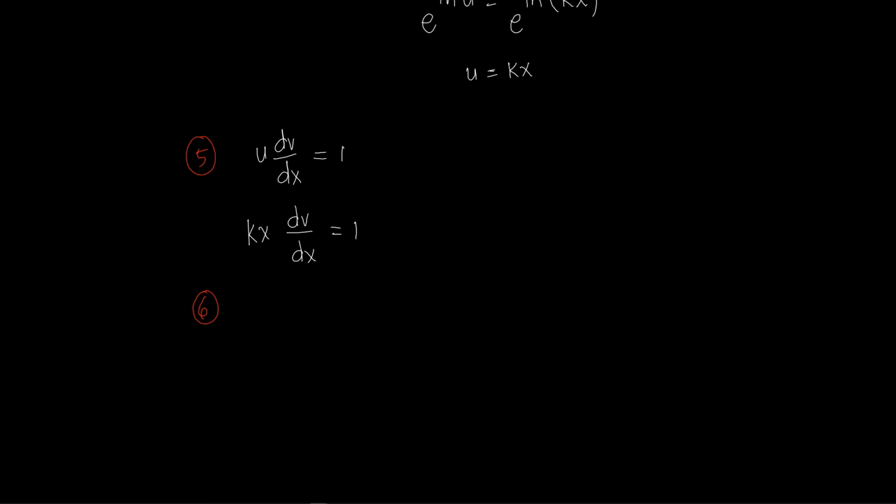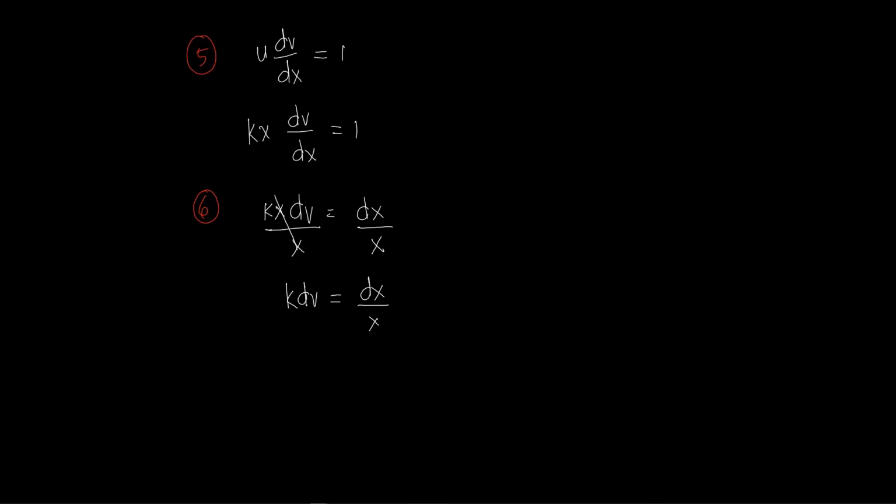So it becomes kx dv equal to dx. Then we divide by the x here, so we move it to the other side. It becomes over x. So this becomes k dv equal to dx over x. Okay, so it's variable separable.